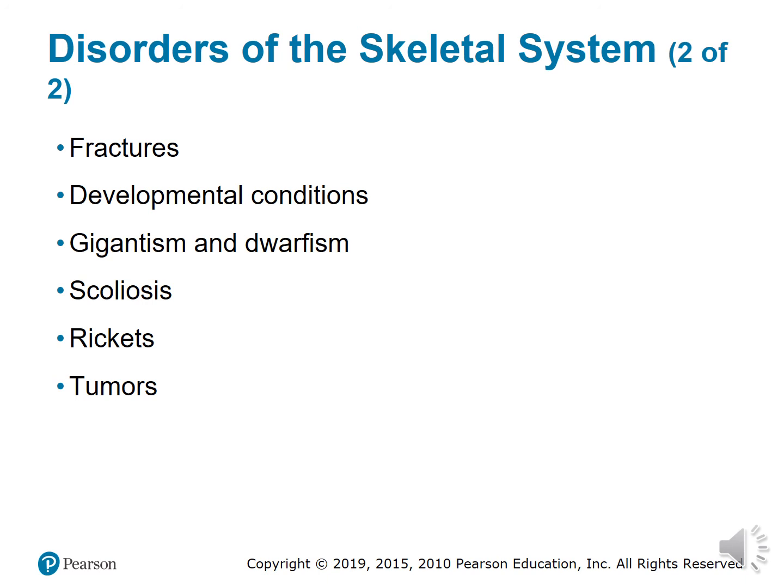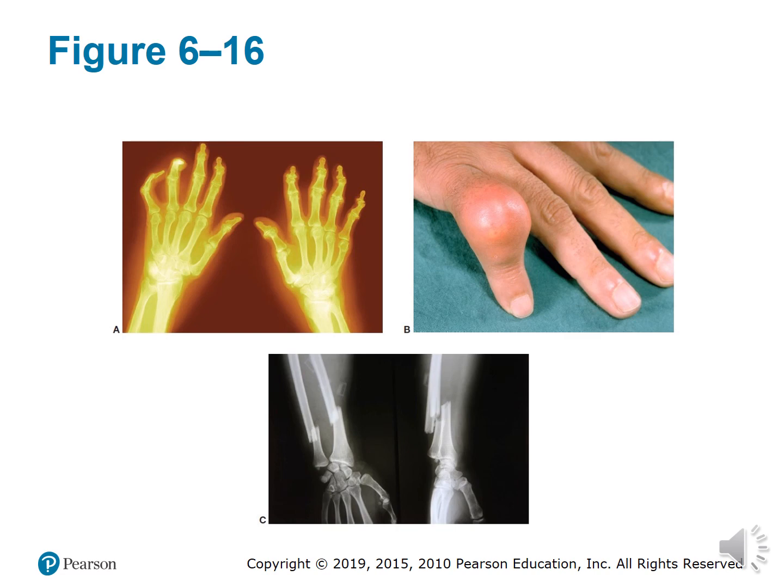But anyway, you have scoliosis, which is a curvature in the spine. You have rickets and tumors. You see different disorders associated with the bone here: osteoarthritis in the first one, gout in the finger, and an open fracture of the wrist in C. There are different types of fractures too. We're not going to get into those, but I just want to bring that to your attention.